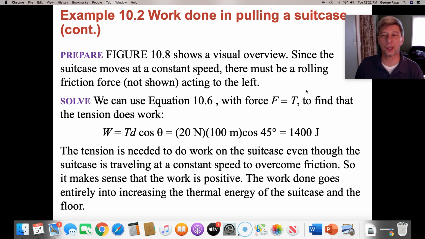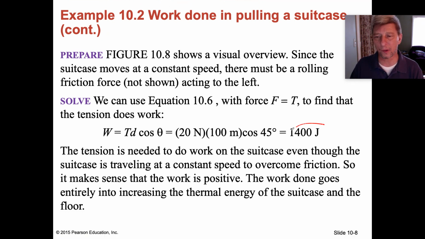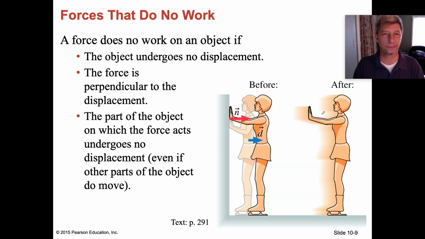And if you do the arithmetic here, you end up with 2,000 times the cosine of 45, which is 0.7071, and that gives me approximately 1,400 joules. All right, so the tension is needed to do work on the suitcase, even though the suitcase is traveling at a constant speed, to overcome friction. So it makes sense that the work is positive. The work done goes entirely into increasing the thermal energy of the suitcase and the floor. In other words, friction between the wheels and the floor produces heat in this case.